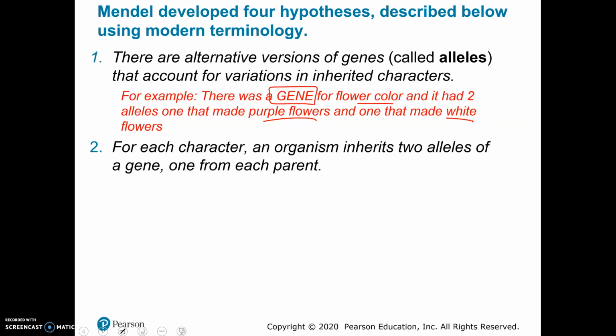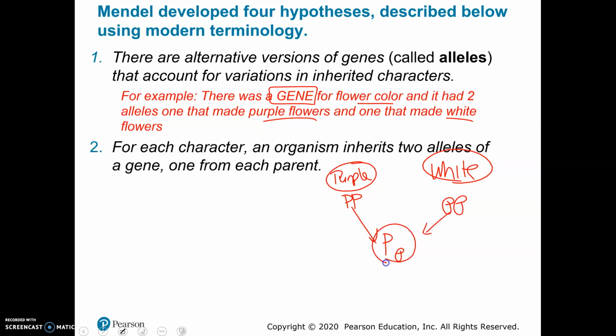The second thing he said was that every organism gets 2 copies of a gene, one from each parent. So in his head, he's thinking, okay, so this one, that's purple, and this one is white, and each of those has 2 copies of the information. So let's just call them big P and little p. And he's saying that each parent is going to donate just 1 copy to the offspring, and the offspring will therefore have 2 copies in the end. So they got 1 copy from mom, 1 copy from dad.